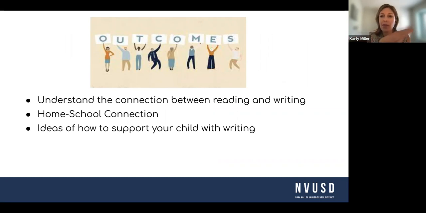Now we're going to talk about the writing connection, because much of what they do with their writing shows where they are with their reading. So that process is very connected. The second thing we're going to talk about is the homeschool connection. We're really going to talk about what we do at school and how we teach around writing, and then how you can support your child at home.